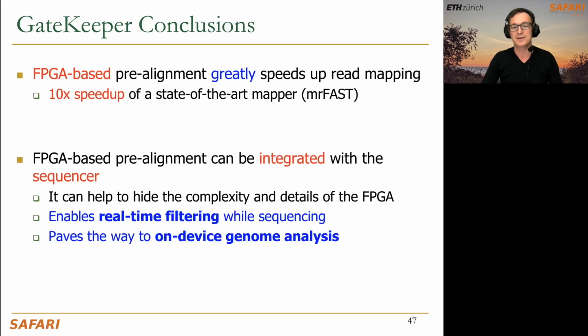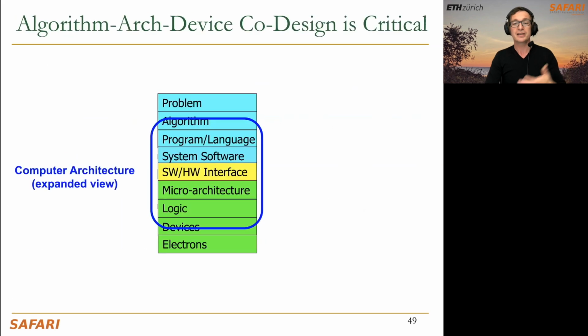I'm going to skip this one, but basically, this can enable on-device genome analysis by doing things much faster and also energy efficiently because it can enable real-time filtering while sequencing. So clearly, it's an example of an algorithm-architecture-device co-design, and everything I will describe will be an example of that. We need to really rethink how we do genome analysis all the way from algorithms to devices and co-design across the transformation hierarchy.